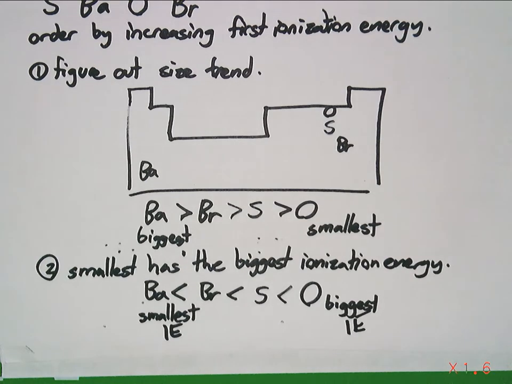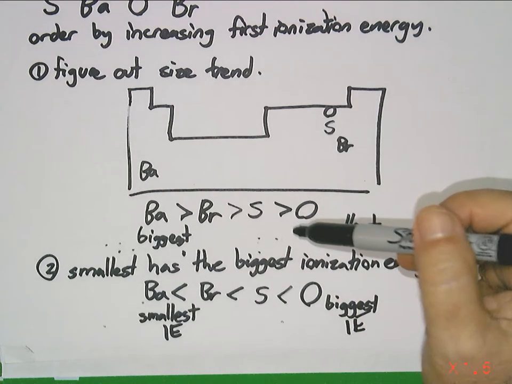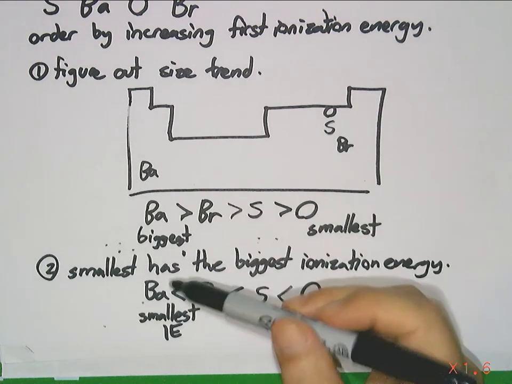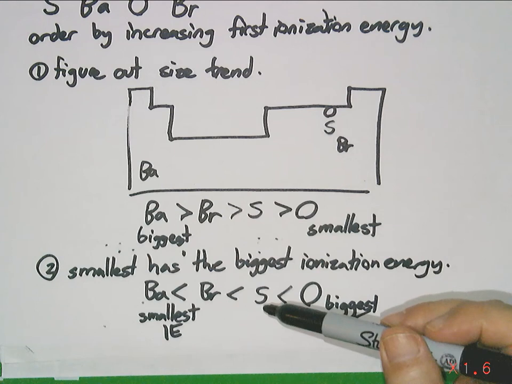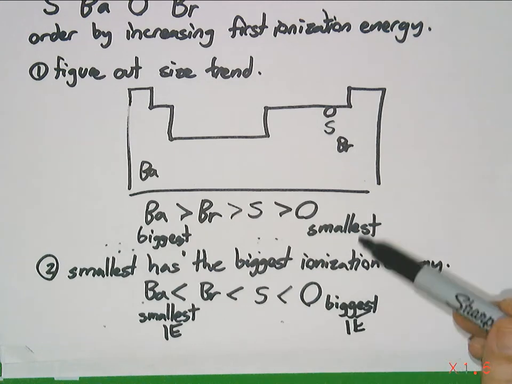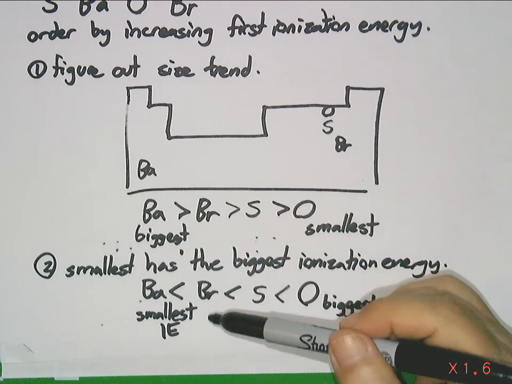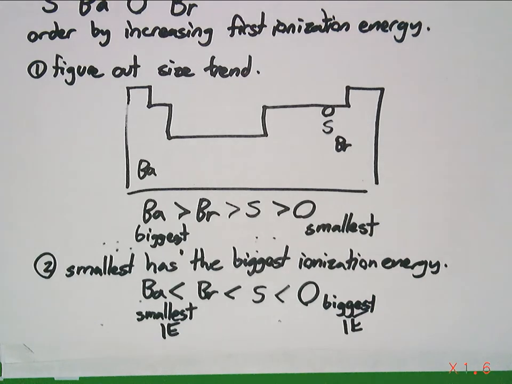So that's different from size. So you figure out the size trend, which you already know how to do from the last video, and then you just turn it around, reverse it. The smallest becomes the biggest, and the biggest becomes the smallest. So now you can rank things according to ionization energy. Now, let me just say something before we leave.